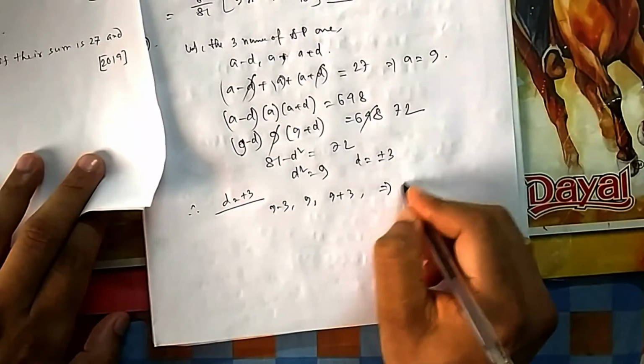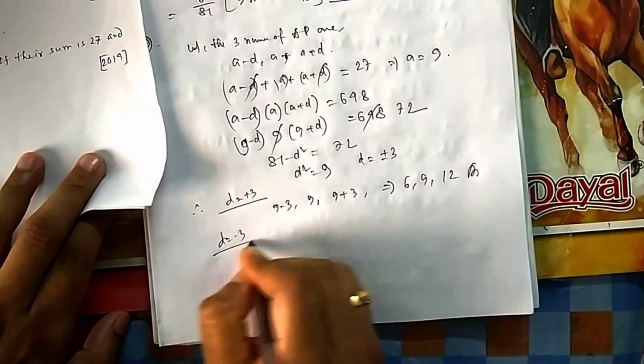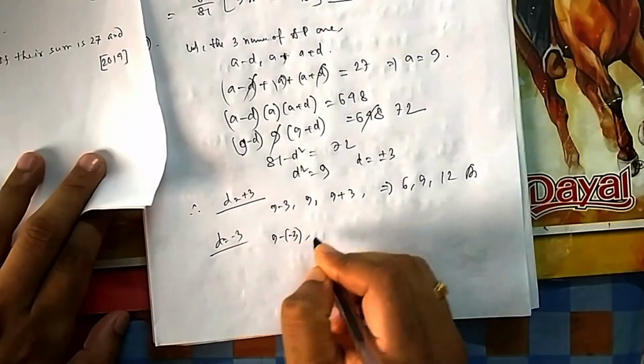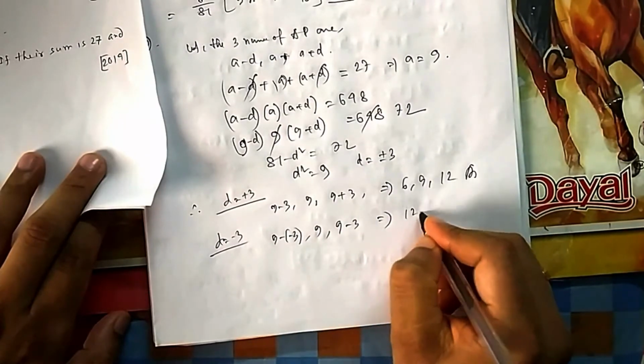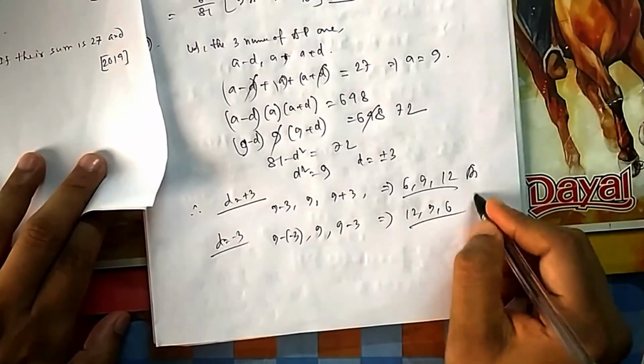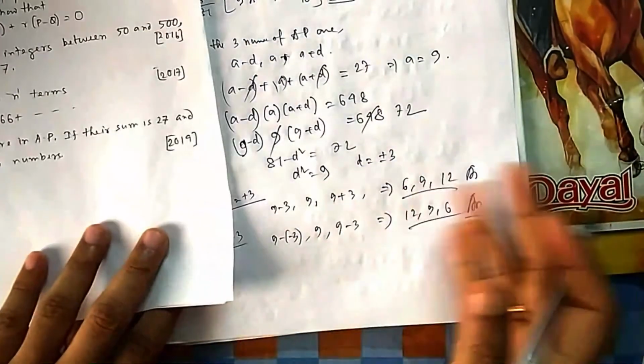So that means your series is 6, 9, 12, one answer. And if you take D equal to minus 3, it will be 9 plus 3, 9, then 9 minus 3. So it will be 12, 9, 6. Ultimately the same numbers. So the answer remains the same, whatever D you take. One is ascending, one is descending.